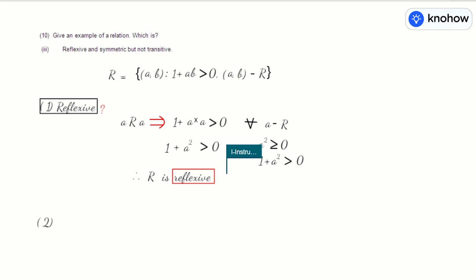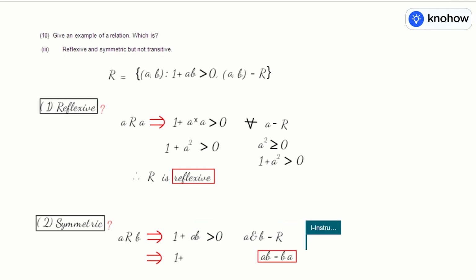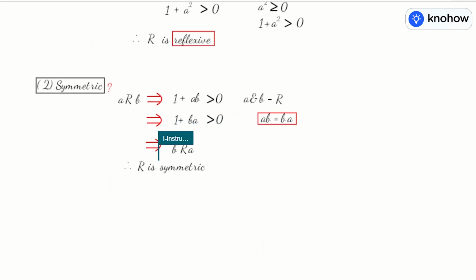Number 2, to check if it is symmetric or not. Let A be related to B. That means 1 plus AB is greater than 0, where A and B are any two real numbers. Now you know in the set of real numbers the multiplication is commutative, that is AB is the same as BA. So if 1 plus AB is greater than 0, then 1 plus BA should also be greater than 0. Or in other words, B is related to A, and hence clearly R is symmetric.